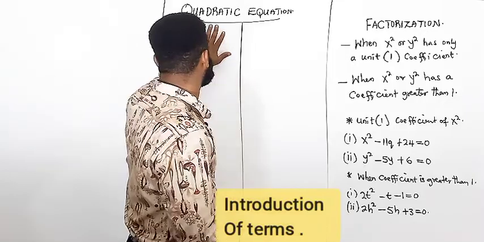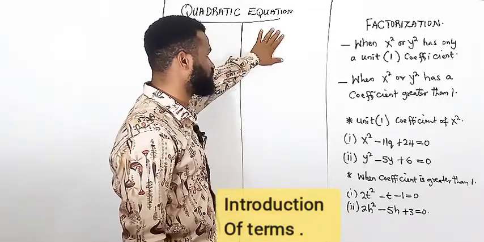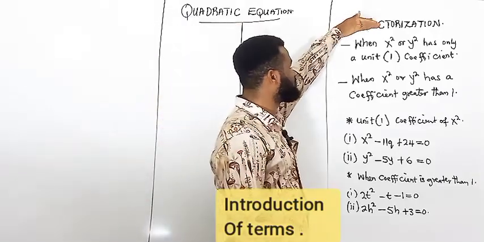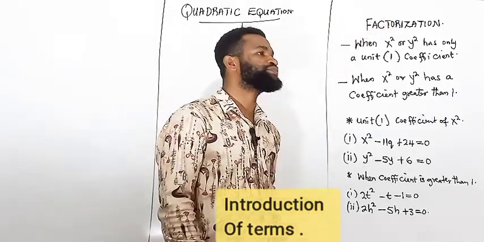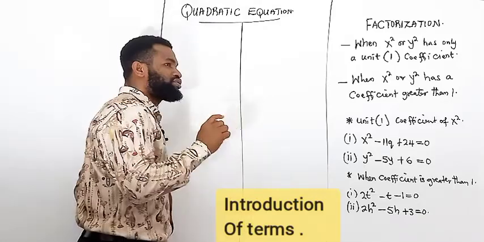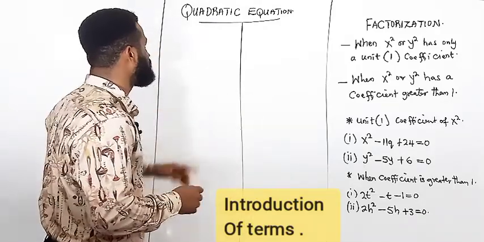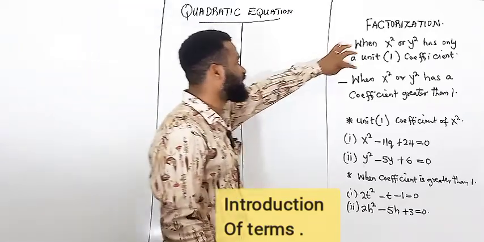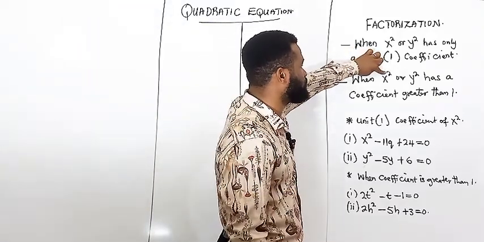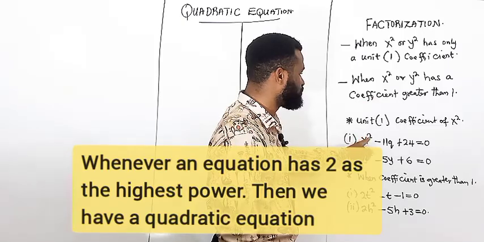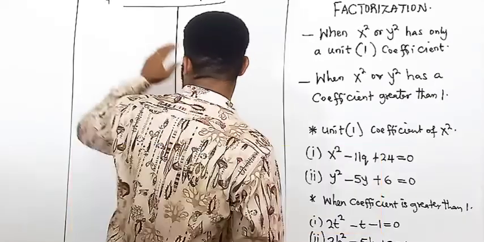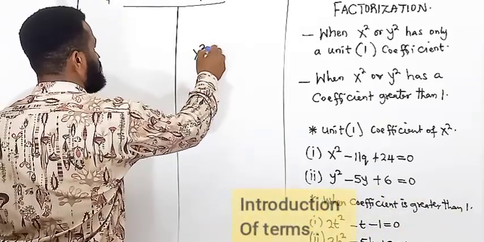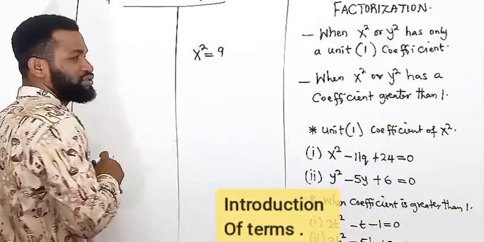Let's look at this thing called quadratic equation. And then in quadratic equation, we look at how to do factorization. One thing I want you to know is that an equation can be quadratic if x has a power of 2. Whenever you see a power of 2, we say that it is quadratic. Even if you have something like x squared equal to 9, this is a quadratic equation.